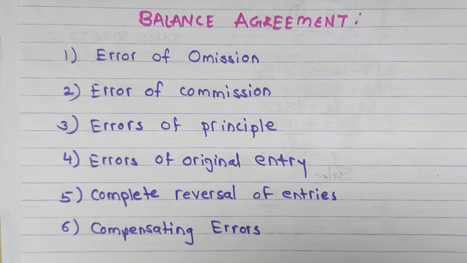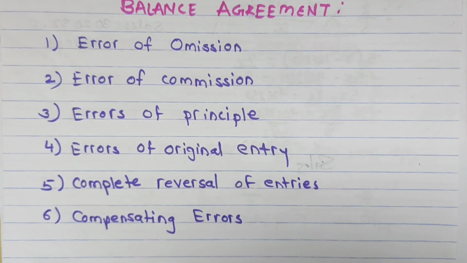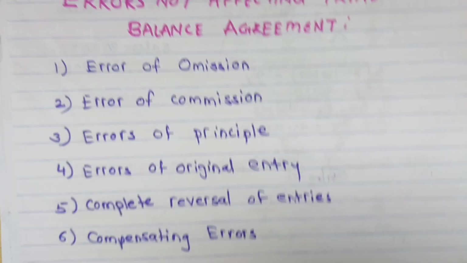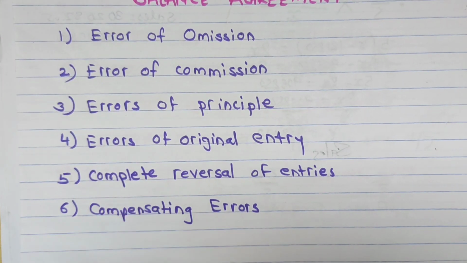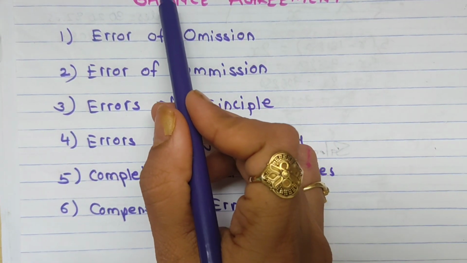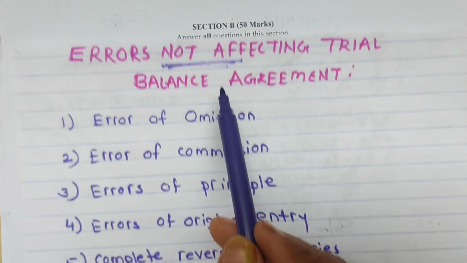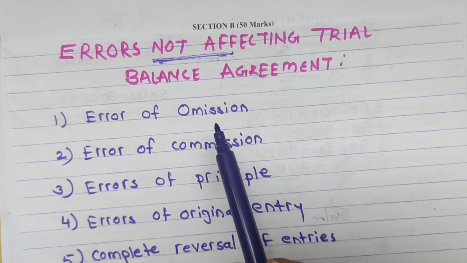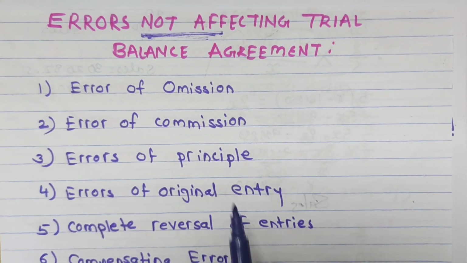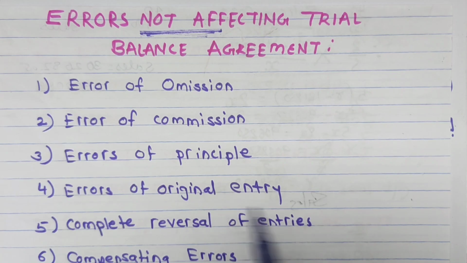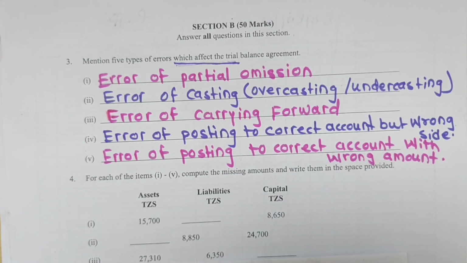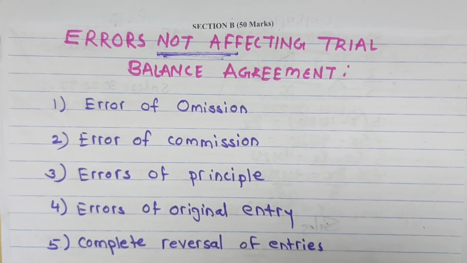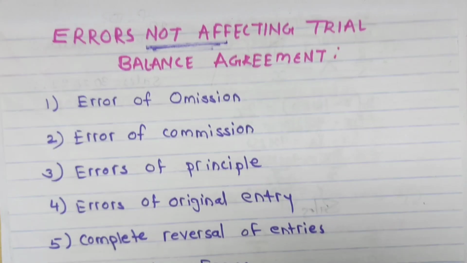See students, I am not explaining these types of errors in detail here. For this I am making another video, because in this video we are discussing all the questions from the exam paper. So repeat again, the errors not affecting the trial balance agreement are error of omission, commission, principle, error of original entry, complete reversal of entries, and compensating errors. And these are the errors which affect the trial balance agreement. So check out the difference and revise both types of errors.